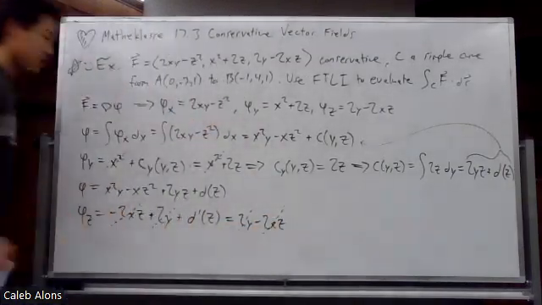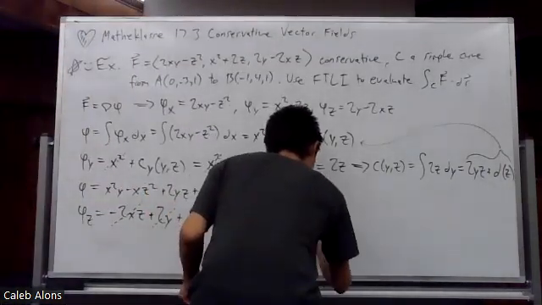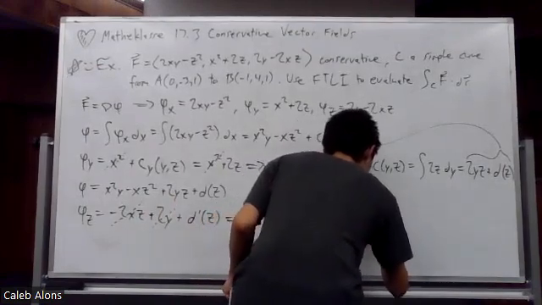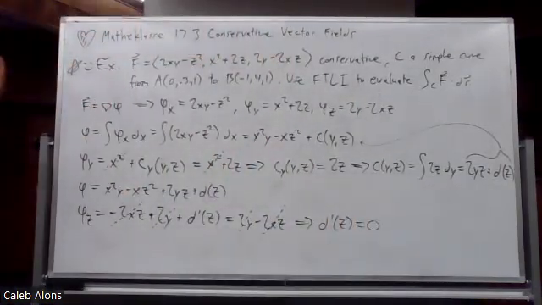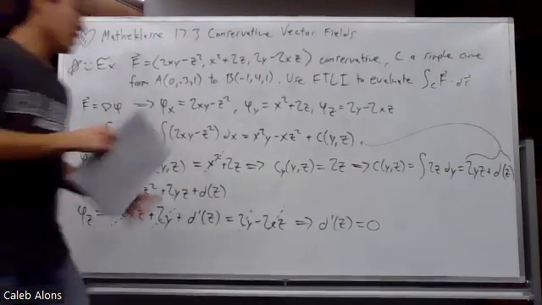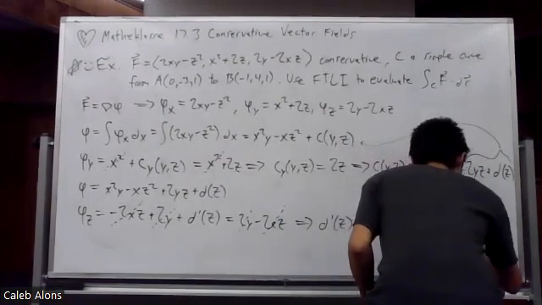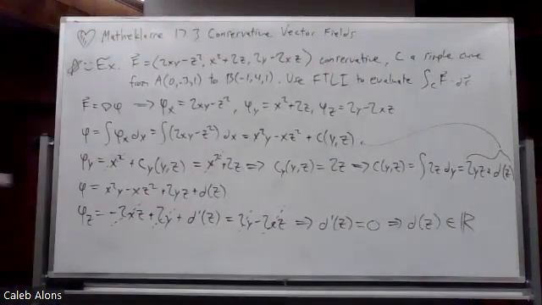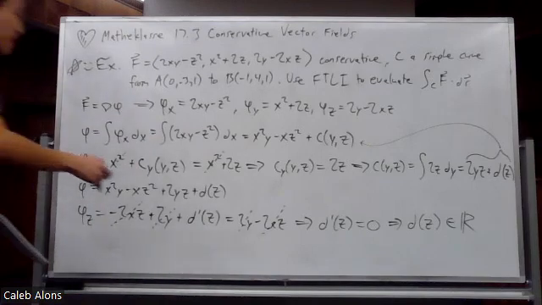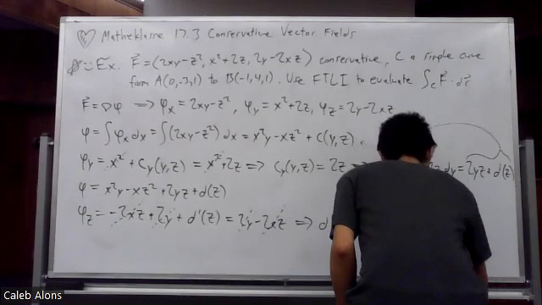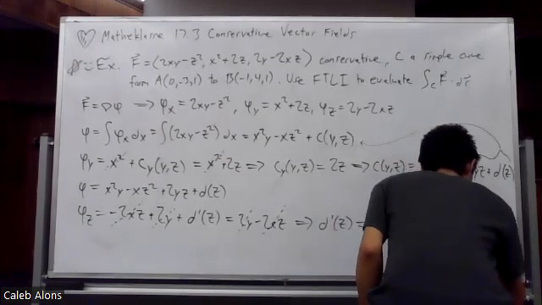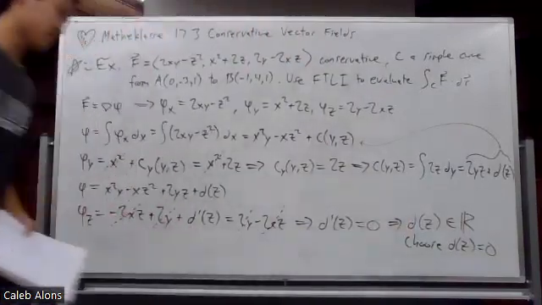So d prime of z is equal to 0. The derivative of what kind of function just gives you zero? A constant, exactly. Now, this is genuinely an arbitrary constant, so d of z is just some constant real number. And since we only require finding a valid potential function, let's just choose the easiest possible one and choose that it's 0. So we can just choose d of z equals 0 because that's the easiest constant to deal with.